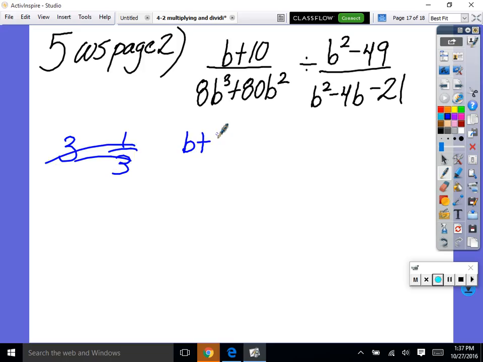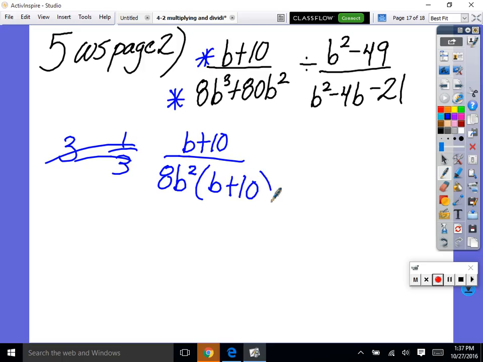So we have a b plus 10. That didn't factor. We're not changing this piece because you only flip the second. Let's factor this while we're at it. We should be pulling out the GCF, 8b squared, right? So then left will be b plus 10. Now we have to flip the second and multiply. So now we change it to a multiplication problem. This is going to come on top. This is going to come on bottom.